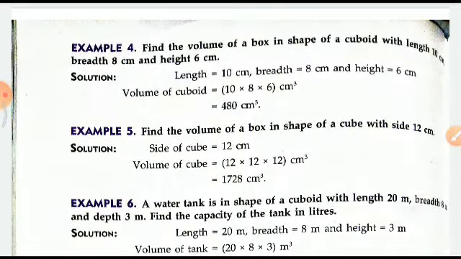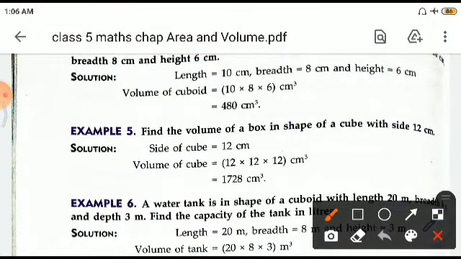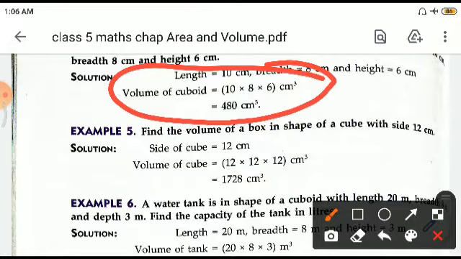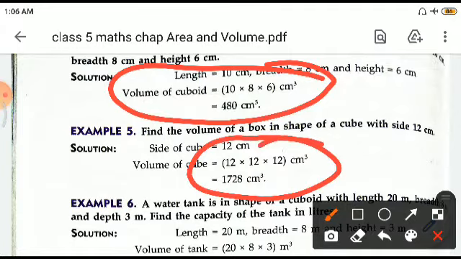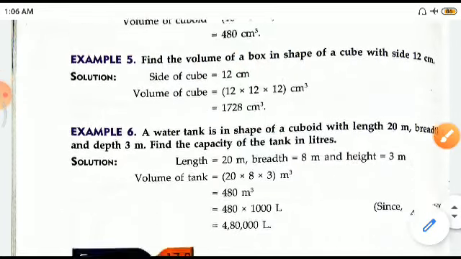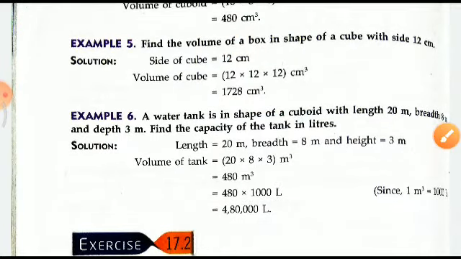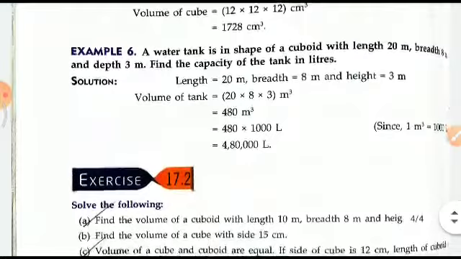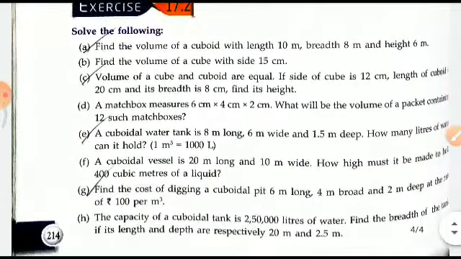The volume of a box in the shape of a cuboid whose length is 10, breadth 8 and height 6. See here, simply, we have multiplied all the three numbers to get 480. If it's a box of a cube of 12 centimeter, see here, 12 into 12 into 12 to get 1728. Right? So this is how you will be doing this exercise.